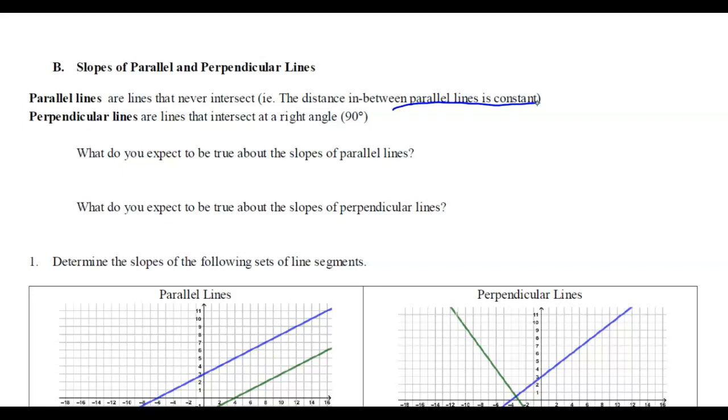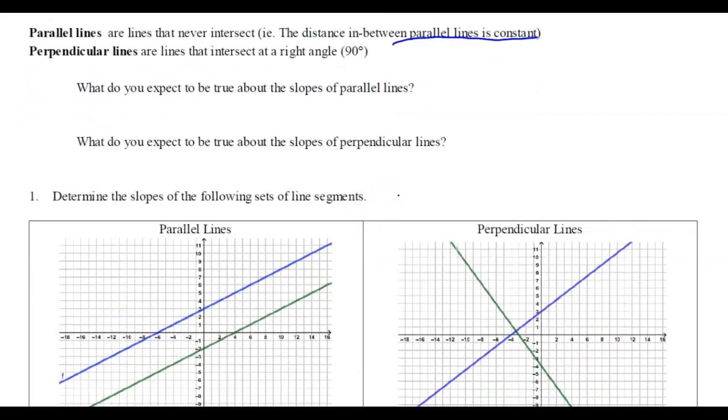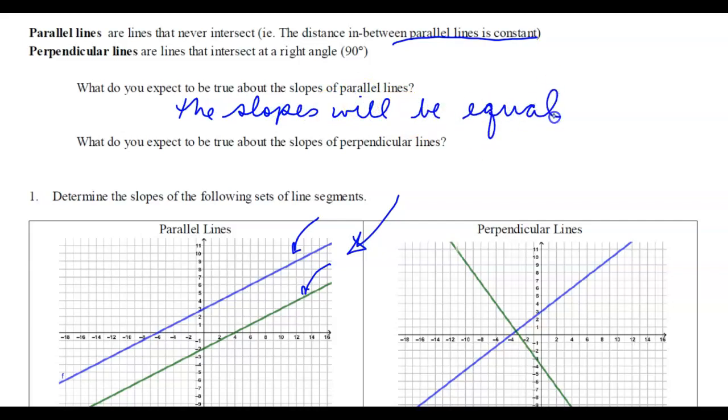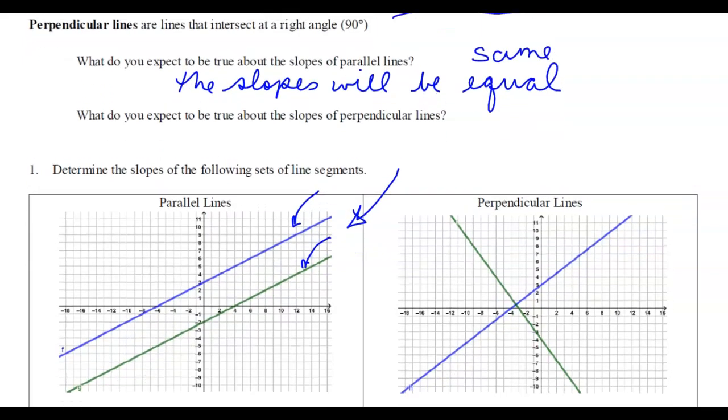So what do you expect to be true about slopes of parallel lines then? Are they going to be the same or different, basically? So here's 2 parallel lines. What do you think the slope is? If you were skiing down this mountain here, that was the top of it, and someone else was here, would it be the same slope? Yeah. Okay, so parallel lines are really easy in that their slopes are the same. Same or equal. The values will be equal, they're the same slope.